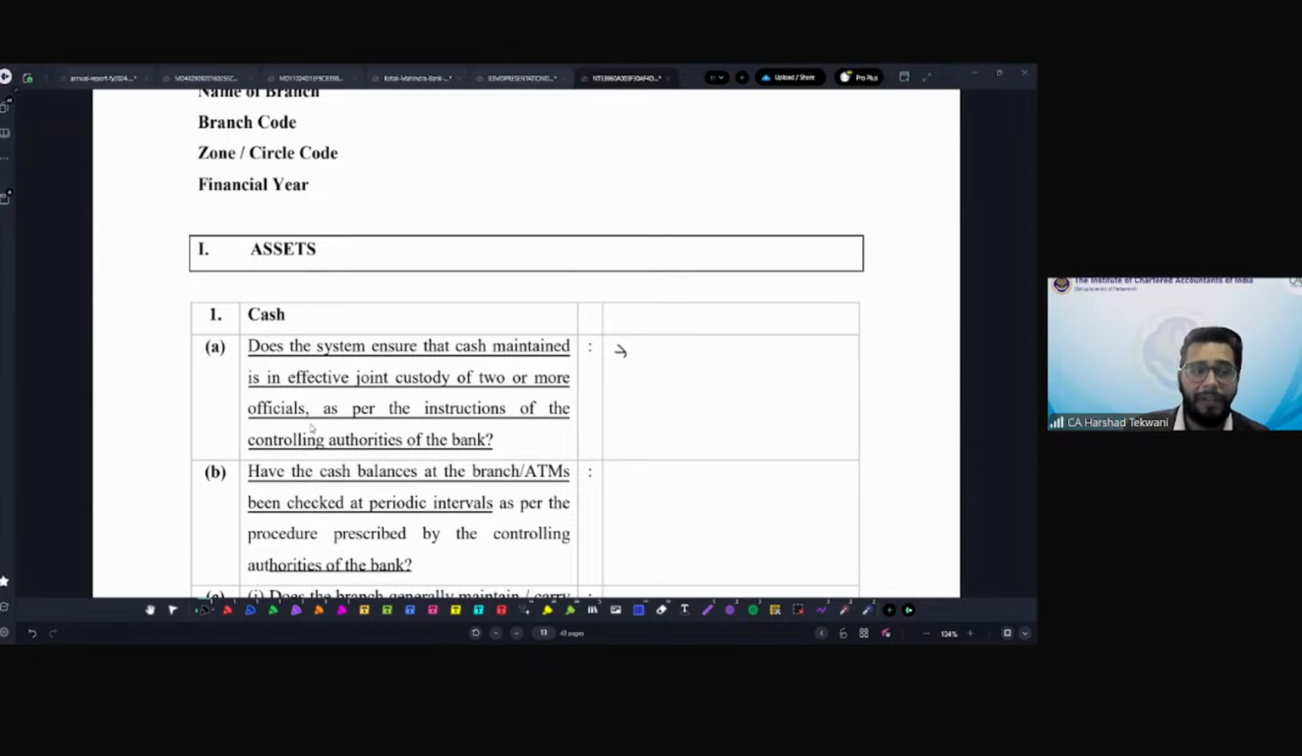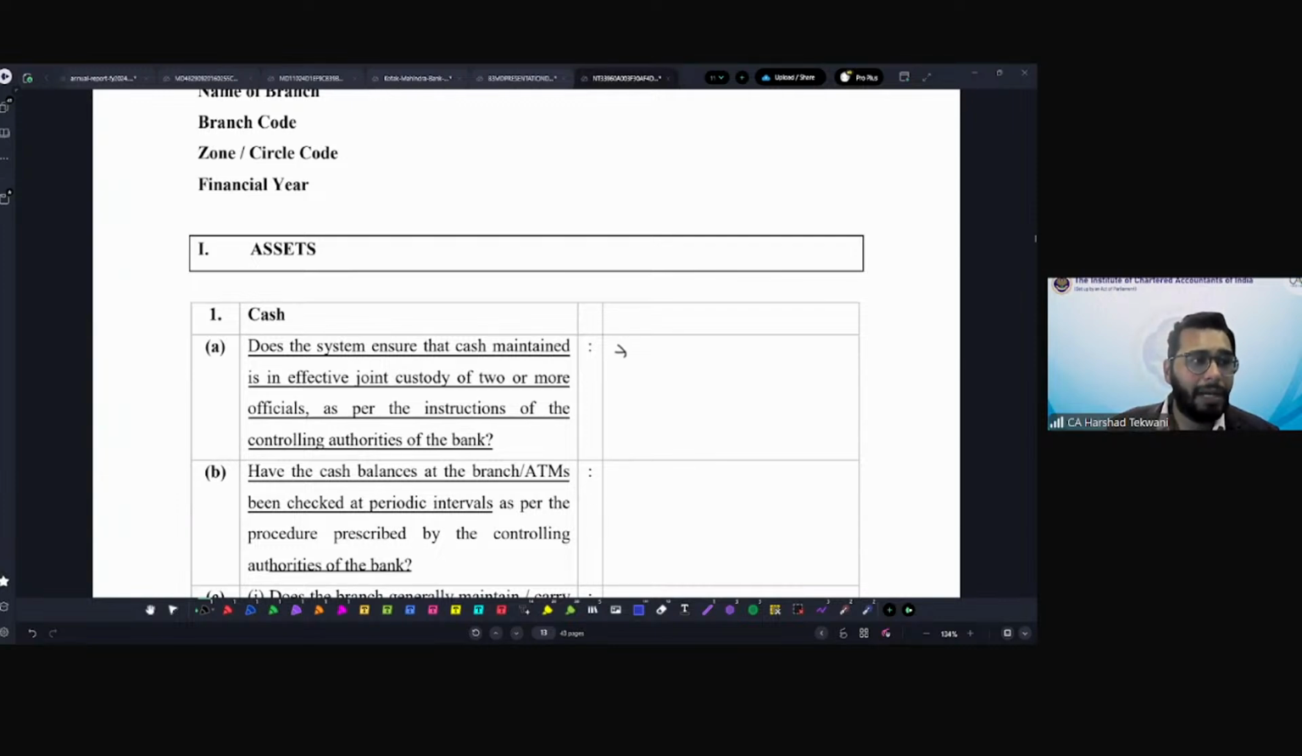Let's say, for example, there were 2 officials whose joint custody was there on the cash, but one of the officials was on leave for 1 whole month. Then for that particular month, who was the other official? So you will verify these particular requirements, and on the basis of that, you have to carry out the audit for the cash. This is how you will do the basic cash related audit.